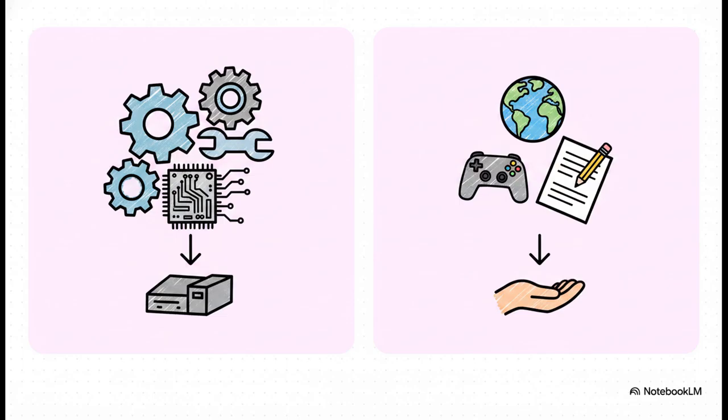Then on the other side, we have application software. These are the everyday tools you actually launch to get your work done or to have fun. We're talking about your word processors, your internet browsers, and your video games. Think of it this way. System software exists entirely to serve the hardware, while application software exists entirely to serve you.